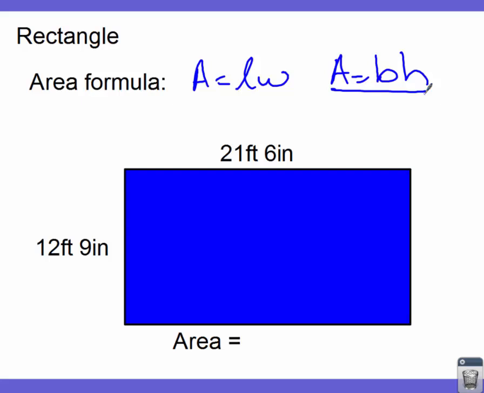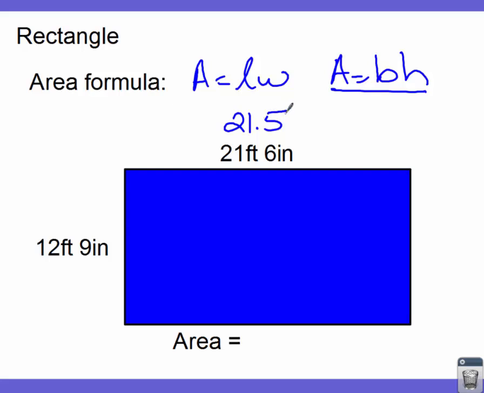So what I want you to do with this rectangle is find its area. You'll notice that the length is 21 feet 6 inches and the width is 12 feet 9 inches. Well, we can't really type those into the calculator the way we would like to. So we've got to do some conversions. We've got to take the 21 feet 6 inches and convert it to a decimal. We know 6 inches represents half a foot. So 21 feet 6 inches will really be 21.5.